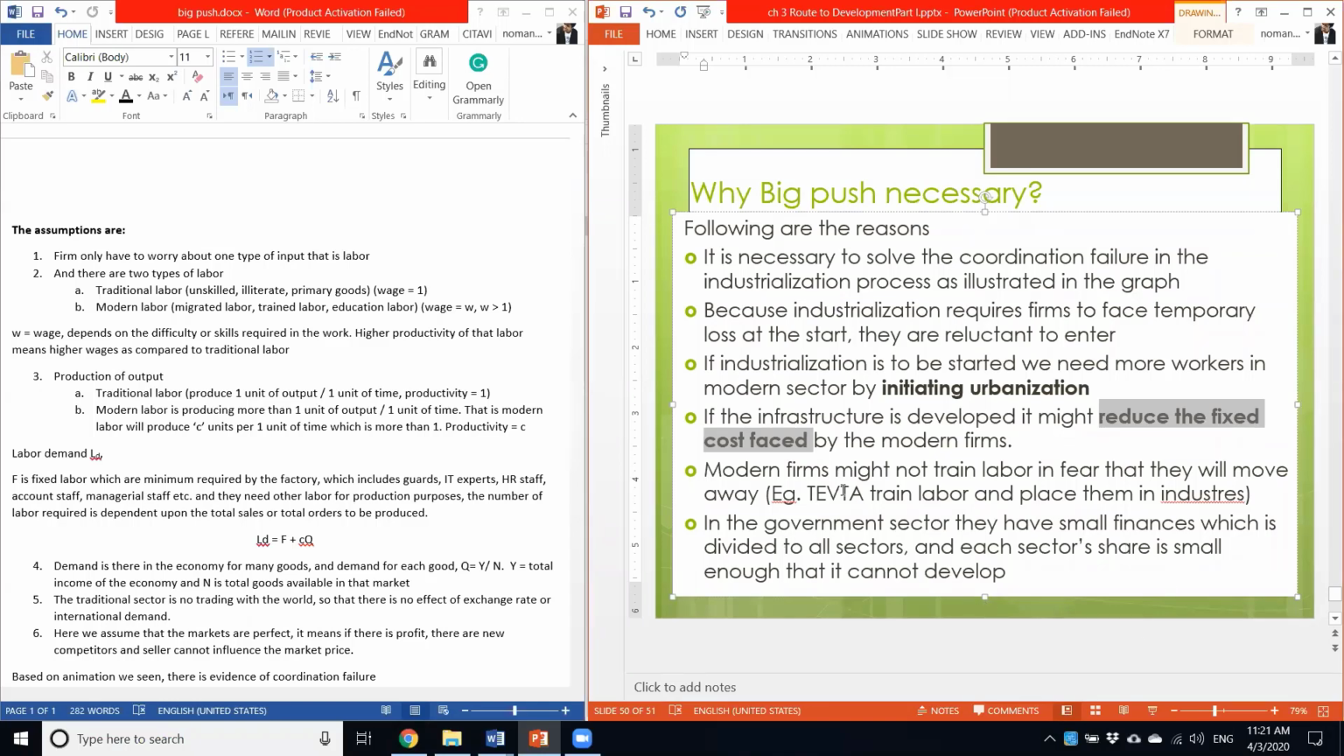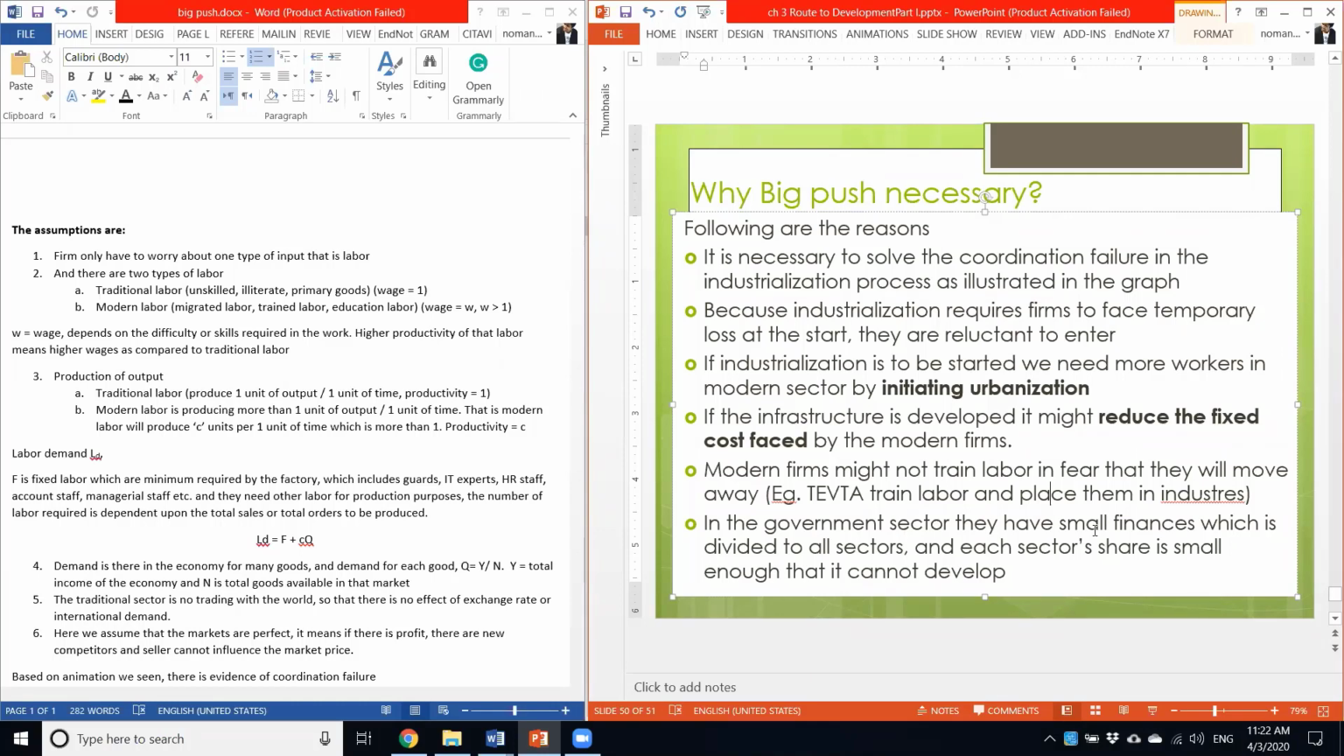Okay, so the modern firm might not train the labor, in fear that they will move away. This is another scare. For example, if a Mercedes company comes to Pakistan and starts training the existing labor and starts production in Pakistan, they will be scared that if they transfer the skills to the labor, the labor will move towards the existing companies like Honda, Suzuki, and Toyota, and transfer their best practices and knowledge. It will bridge the gap in knowledge and create competition. So they don't want to train the labor because they might move away whenever they get good offers.